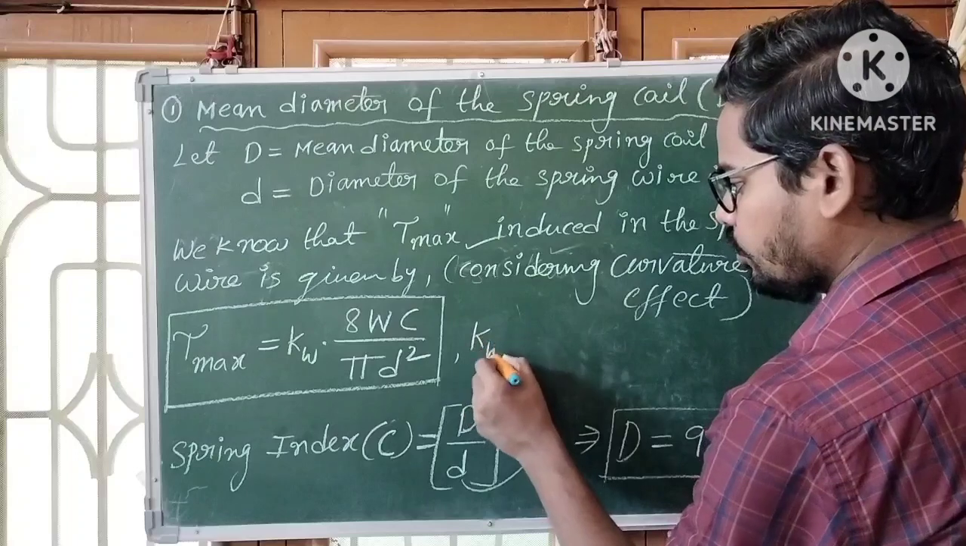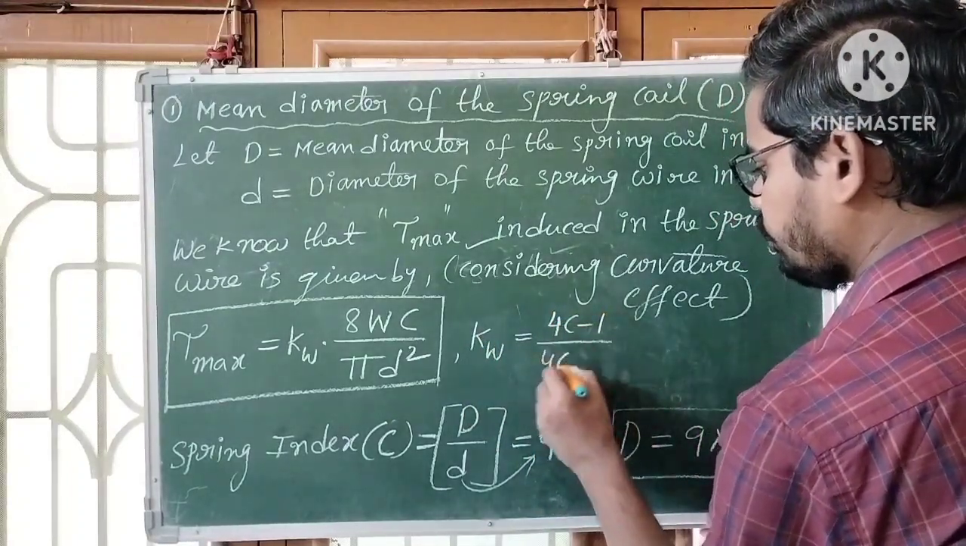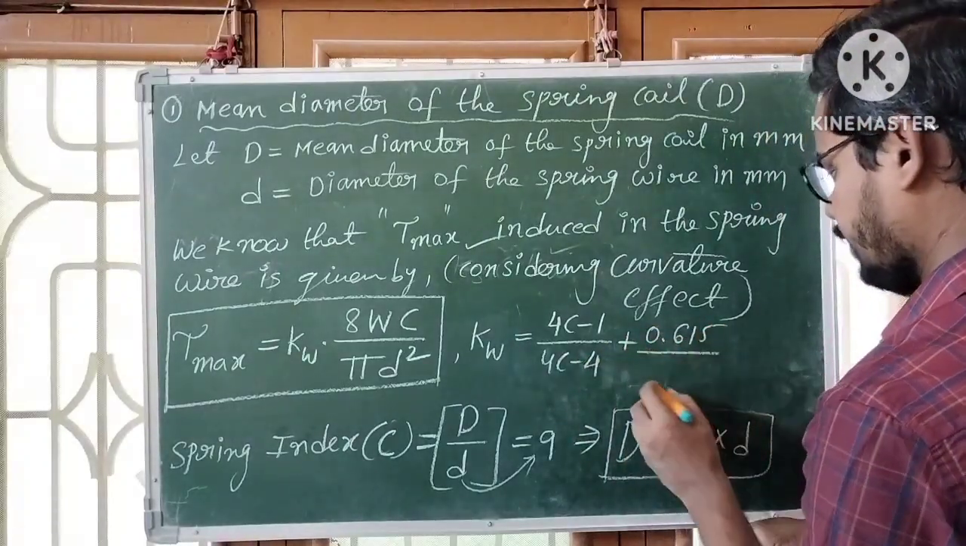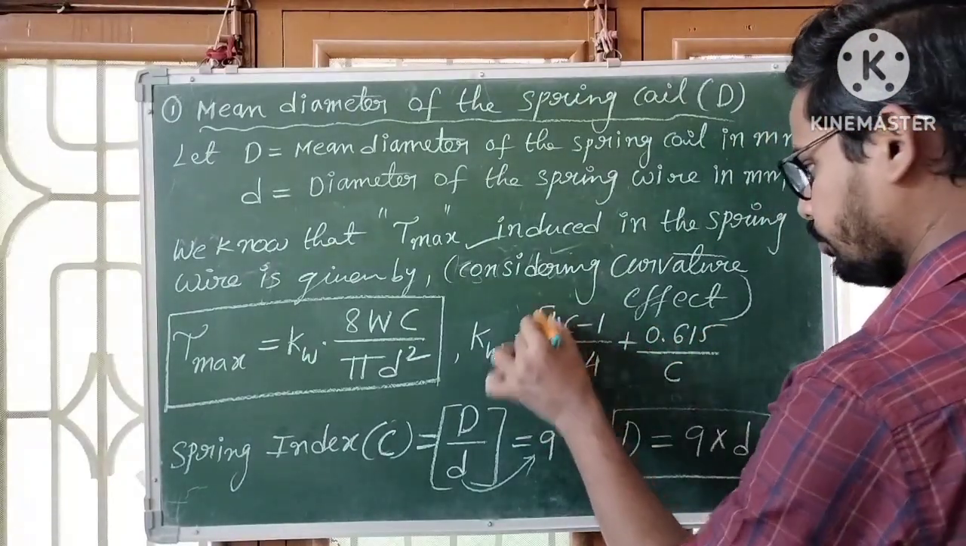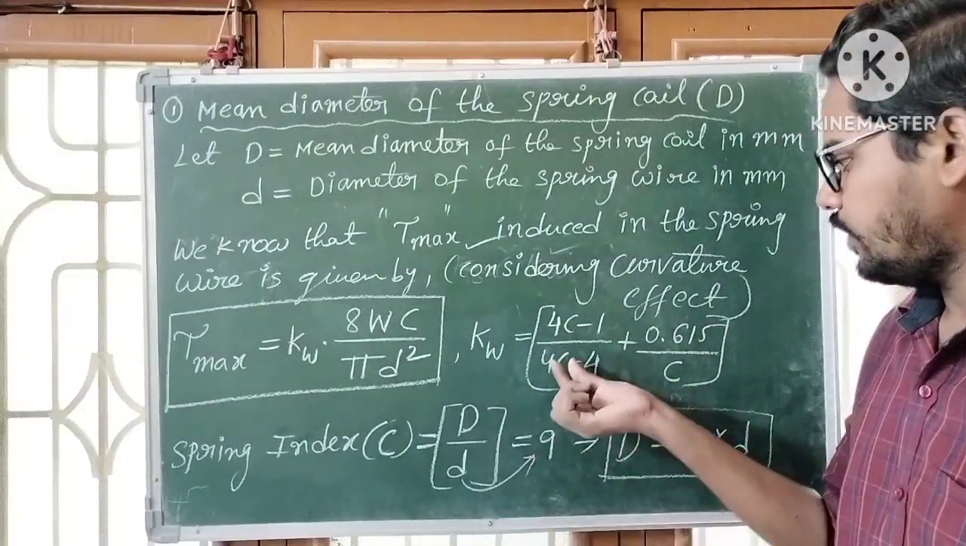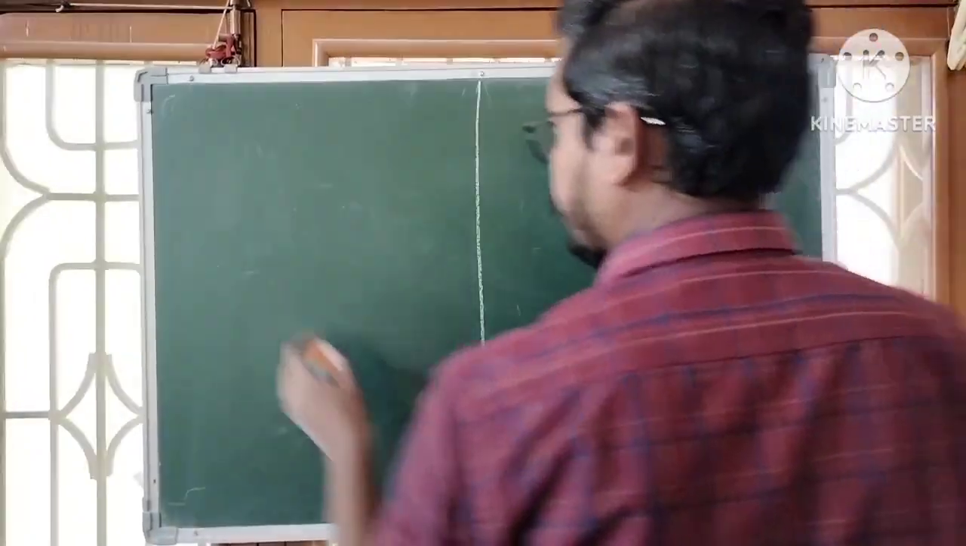So Kw is equal to, we are given the formula already. What is the formula? 4C minus 1 by 4C minus 4 plus 0.615 by C. So what is the C value? C is equal to 9. Put C is equal to 9 here, you will get Kw. Okay, let us find Kw first.